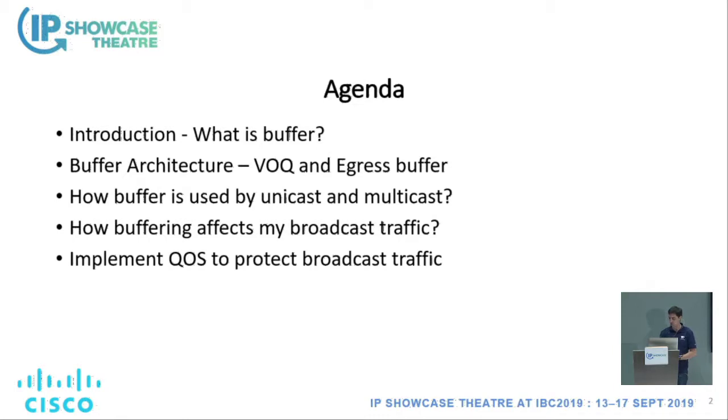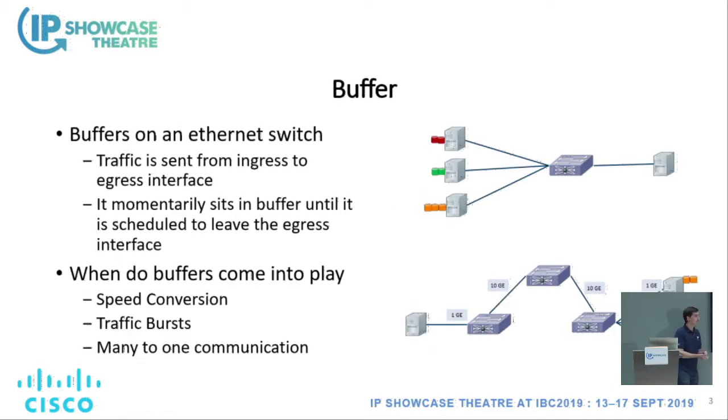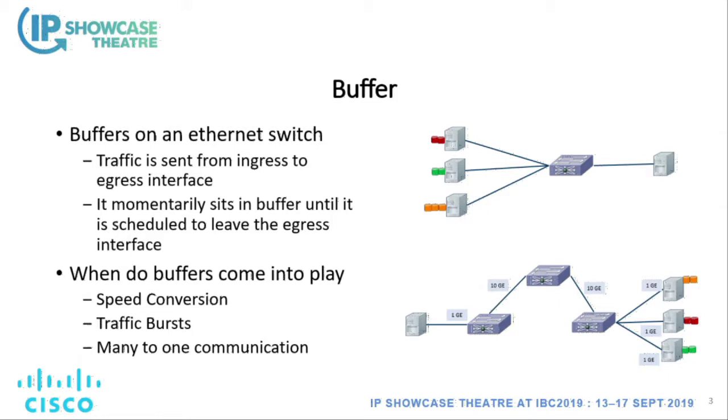With this, I'm going to start and talk about what the buffer is. Basically, a buffer is a piece of memory which sits on the switch. It's a hardware resource on the switch or the router, a networking node. When the packet comes into the switch, during the lookup and processing of the packet, it sits in the buffer for a brief moment. At the time when it needs to leave the buffer, it's scheduled and leaves the buffer and leaves the switch, goes on the wire, as we say in the networking world. In what cases is a buffer used? Usually speed mismatch, a speed conversion, and also in case of traffic bursts, as well as many-to-one communication, or in this case, oversubscription.